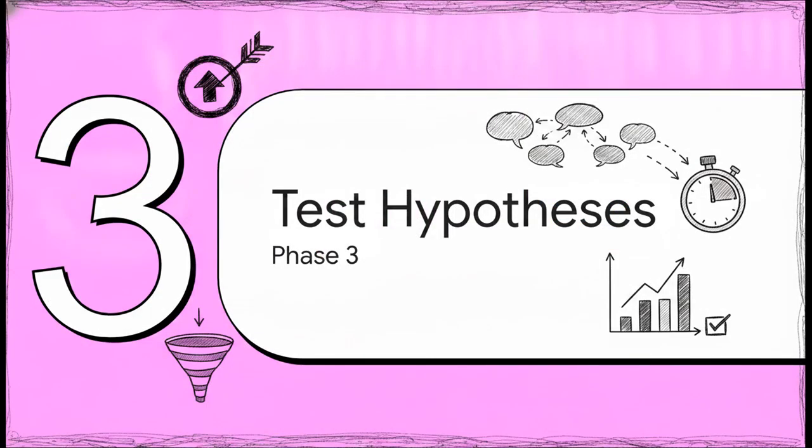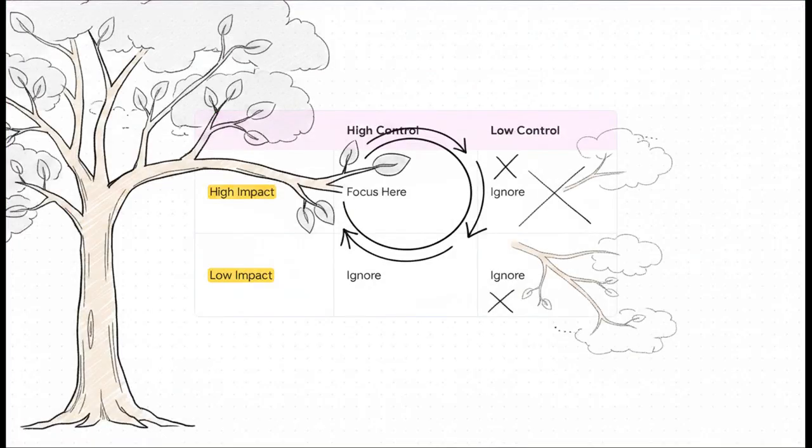Phase 3, prioritizing and testing hypotheses. Now that we have a perfectly structured tree, we're officially shifting from structuring the problem to rapid action. So the crucial point is that we cannot tackle every single branch of the tree all at once. We have to rank each branch by impact and controllability.